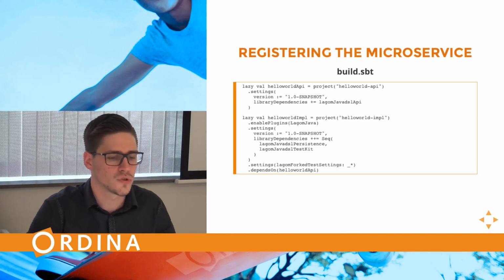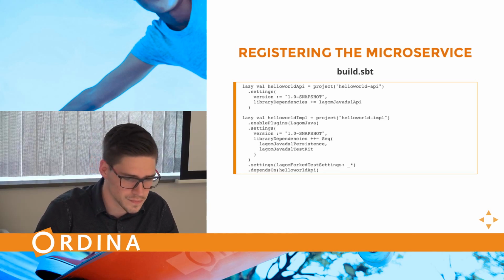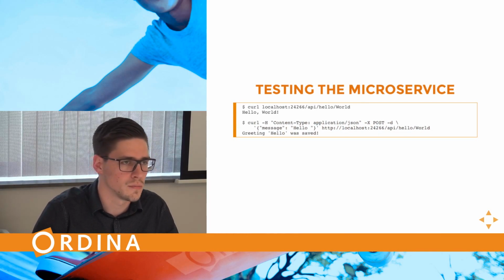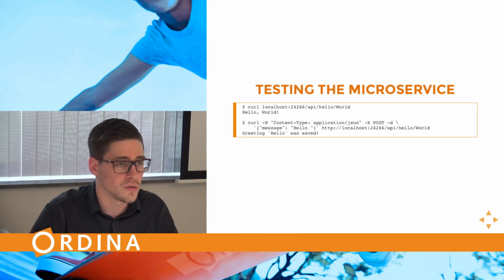Other things you would configure here would be other settings in order to build your project. Testing the microservice can be easily done by just executing a curl command, or by simply accessing the URL via your browser.